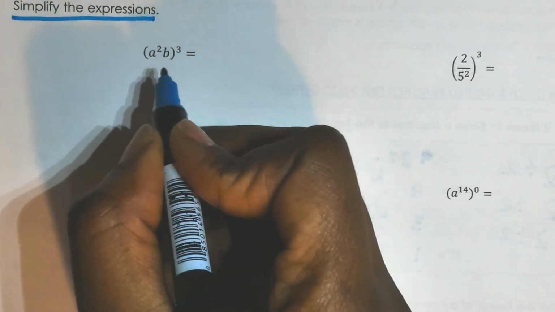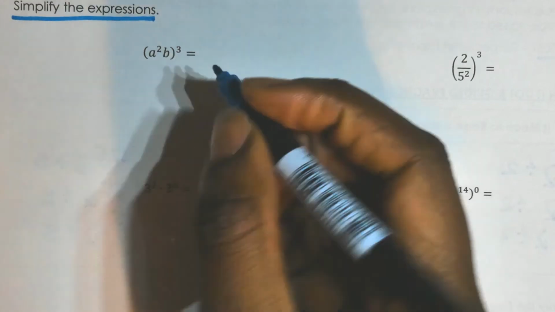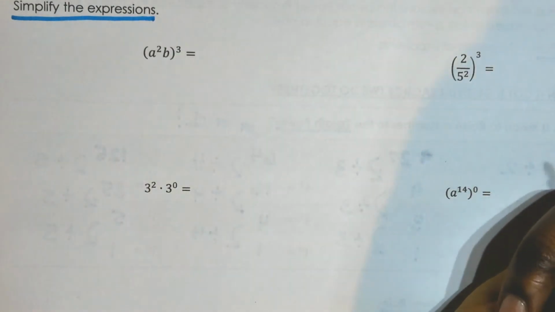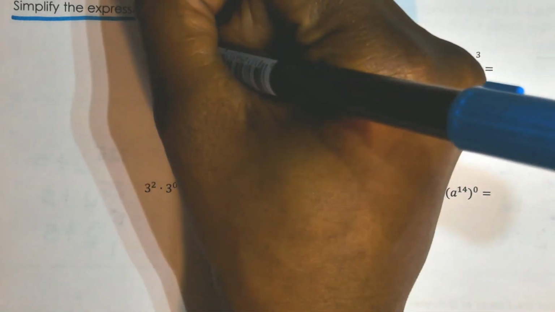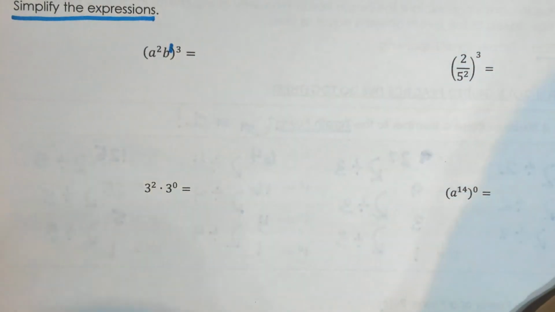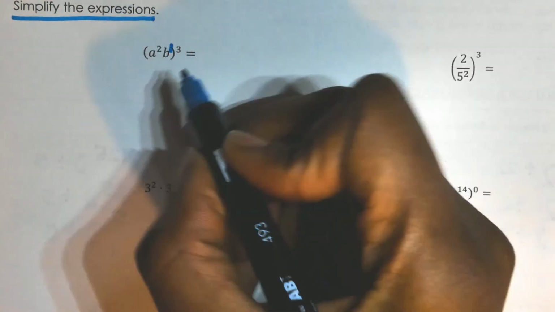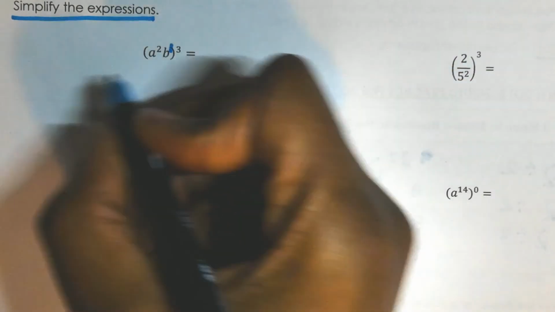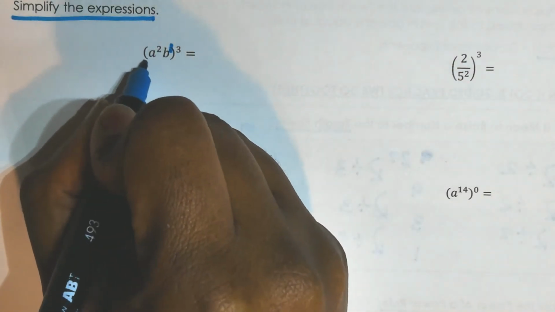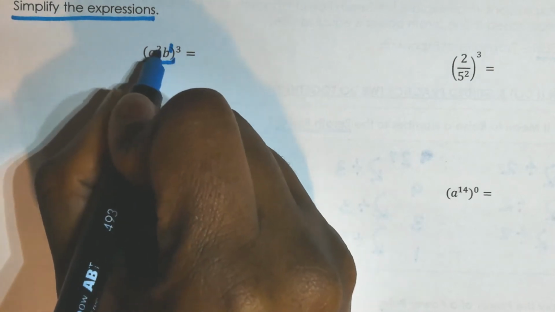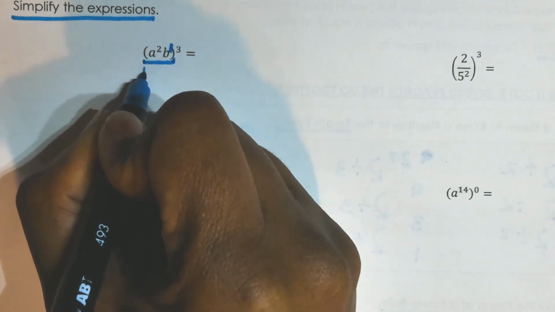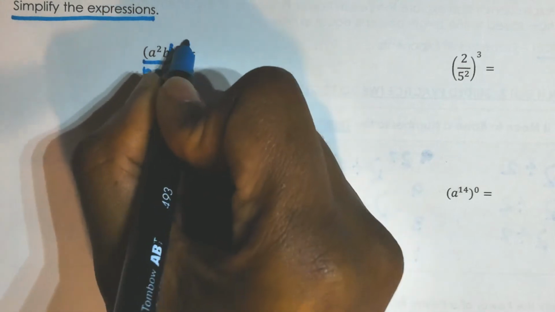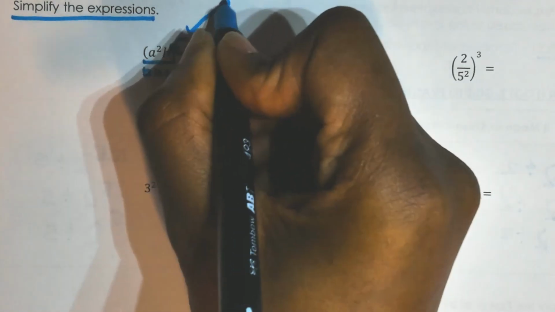Now this b here doesn't have an exponent, and whenever I have a variable or number without an exponent, I'm going to write 1 as the exponent because it's raised to the first power. It's all by itself, right? So now I'm going to use the power of a power property, but I'm going to expand first so I can show you how it works. In this expression, a squared times b is our base, and 3 is our exponent.